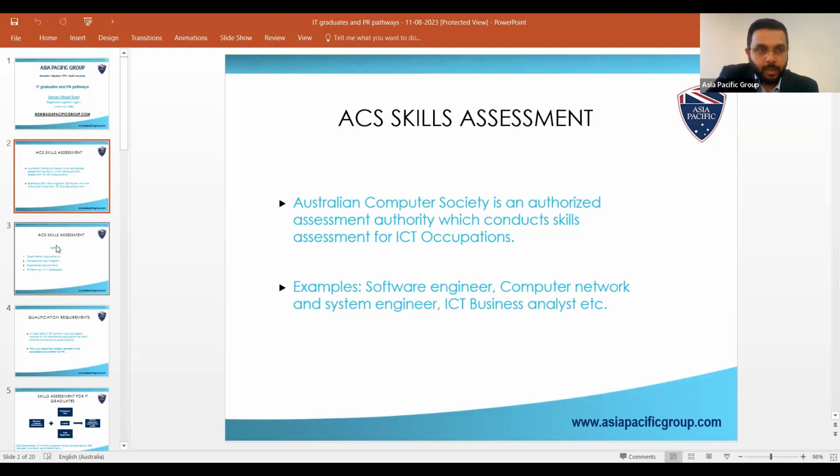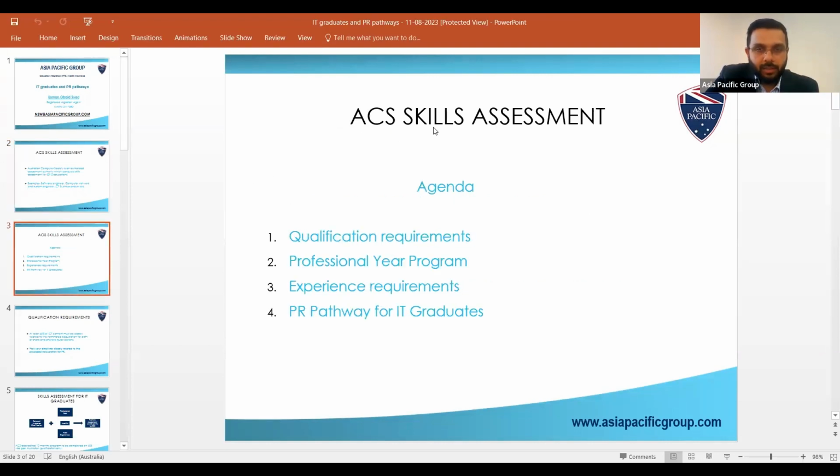Now with the skills assessment, we have four things to discuss. The first is qualification, what kind of qualification you need. Number two is the Professional Year program, how it works and whether you need it or not. That's also a very common question: do we really need to do Professional Year if we are working, or do we need both, or will we get points for only one, not the two? There are a lot of questions, and we'll try to answer all of them here.